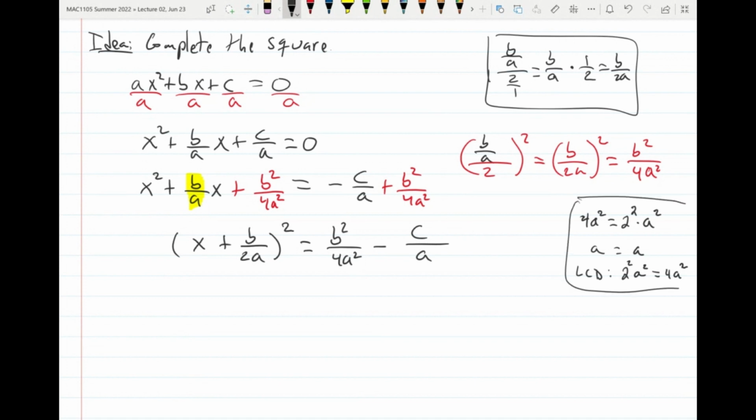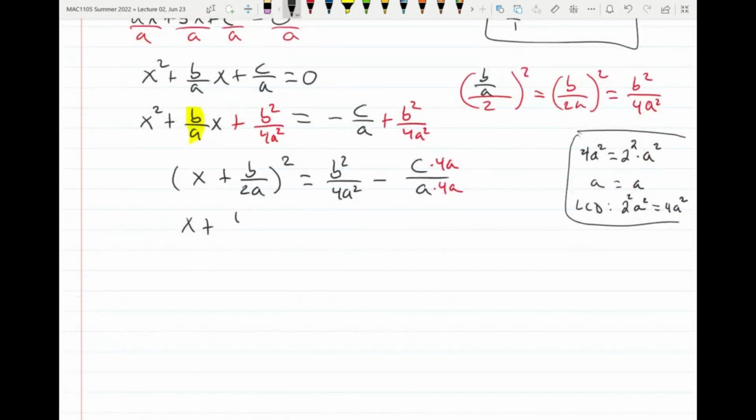Okay, so that means, if I want to combine this, I need to have a 4a squared down here. So what are we missing? We need a 4 and we need an extra a, right? So I multiply this by 4a, but I also need to multiply the top by 4a. Okay? So this becomes x plus b over 2a squared equals, now it will be b squared minus 4ac over 4a squared. So this right here should start to look familiar. If you already know the formula, this should look already familiar to you.